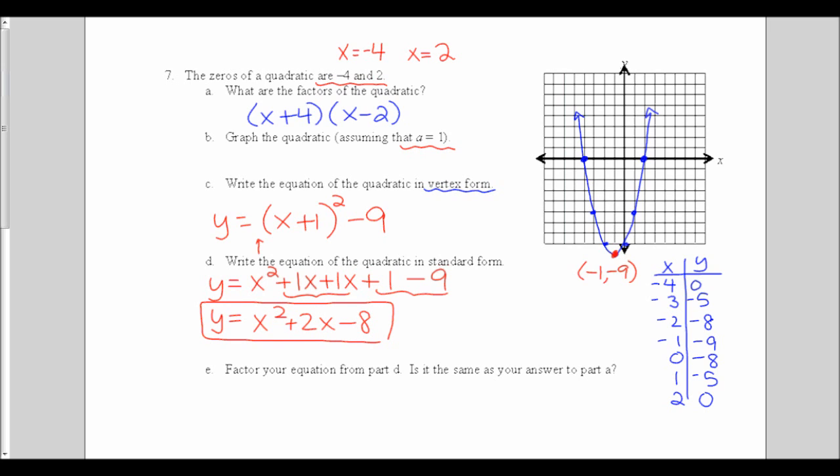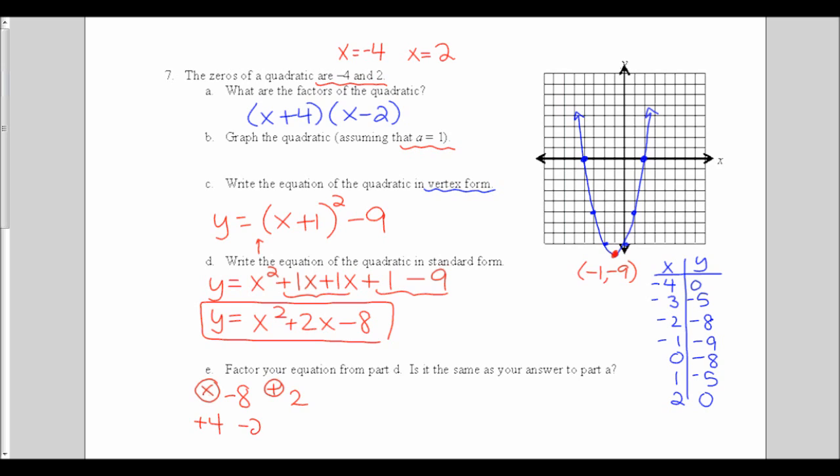Now I could start with my standard form and factor it. If I wanted to factor this equation, I would be looking for what two things multiply to give me -8 and add to give me +2. To multiply to -8, one has to be positive and the other has to be negative.